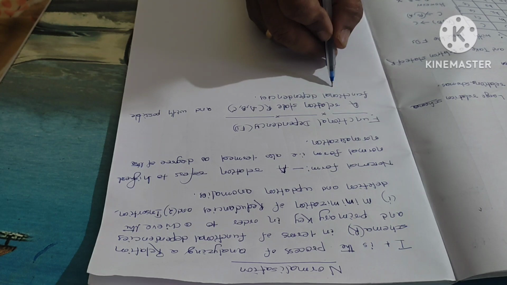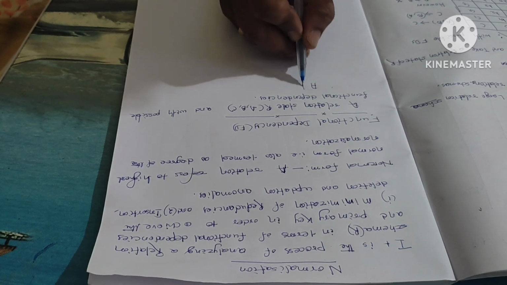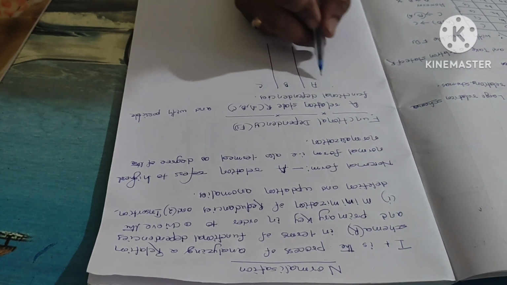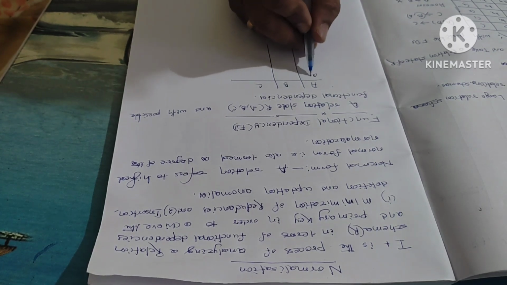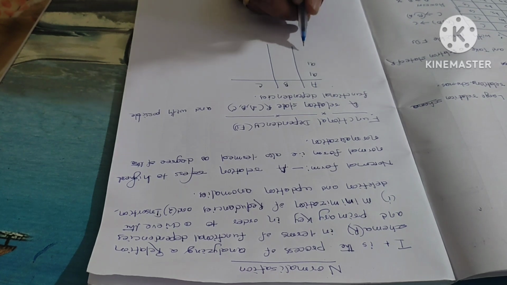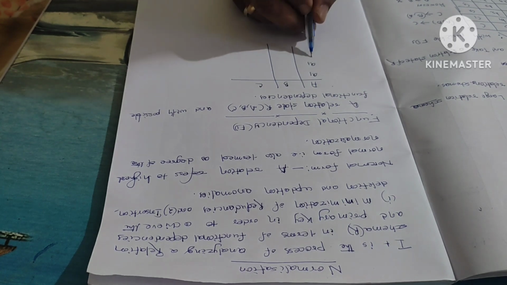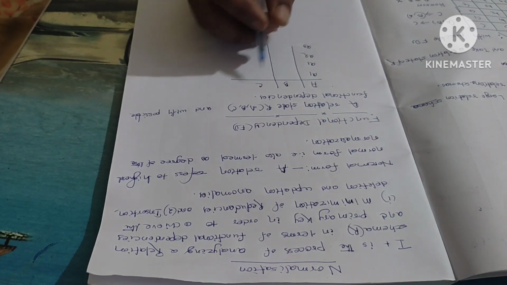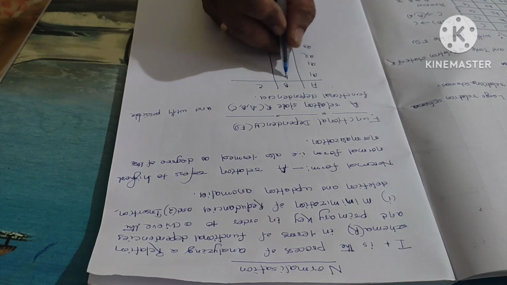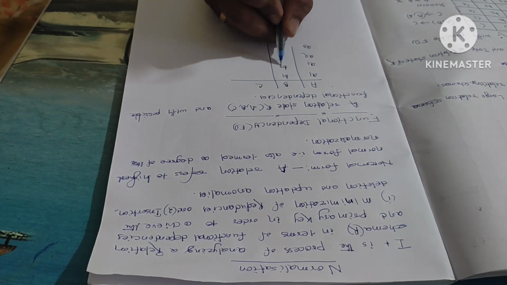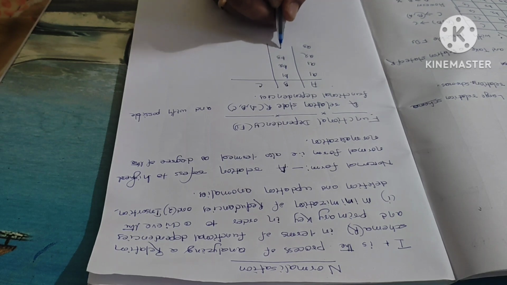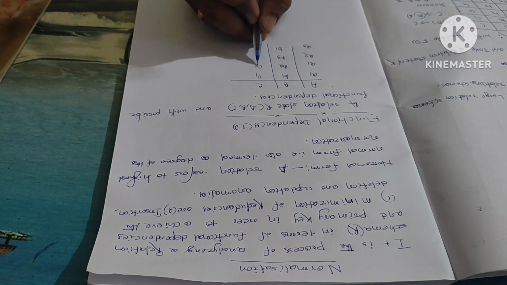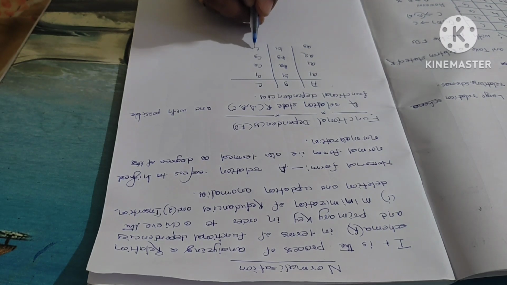So what I have to write here: A, B, C. Let this be A1, A2, A3. Similarly, B1, B2, B3, B1. And C1, C2, C3, C4.